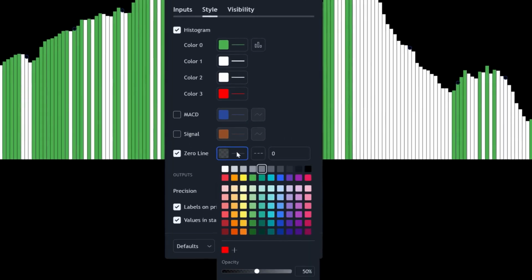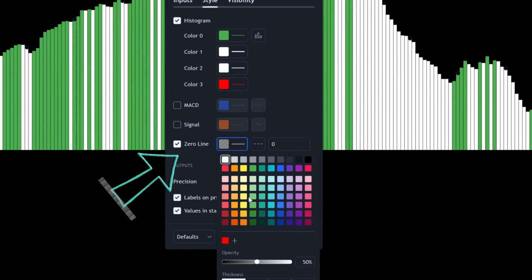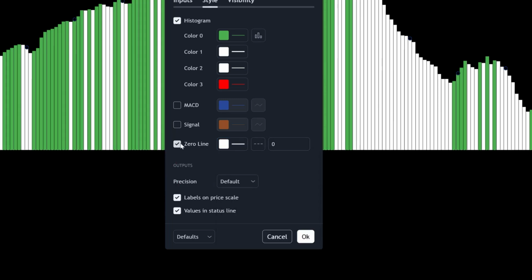Lastly, we want to ensure that the zero line is clearly visible on the chart. By increasing the line's thickness or adjusting its color, we can easily identify when the MACD histogram crosses the zero line, signaling a potential shift in the market momentum.